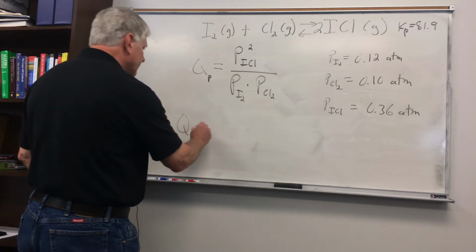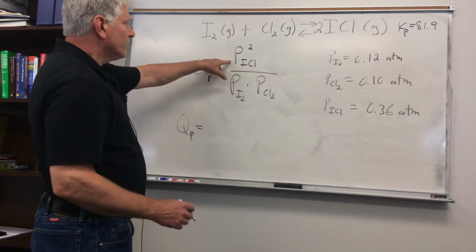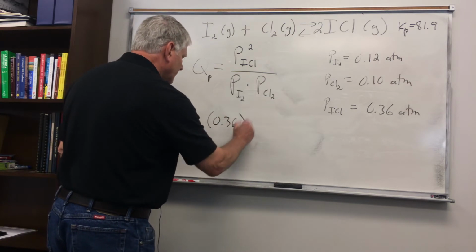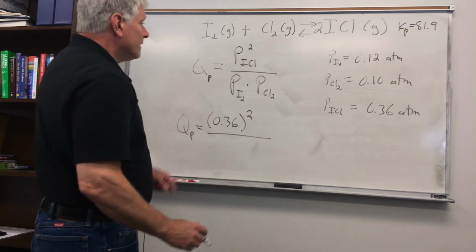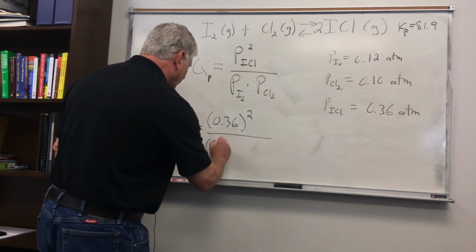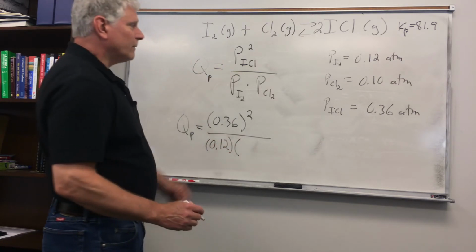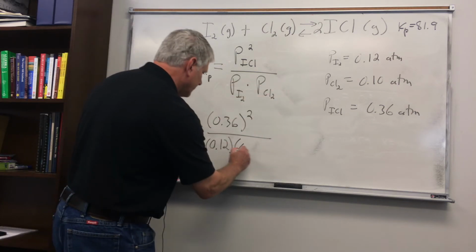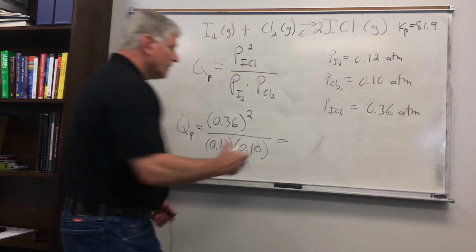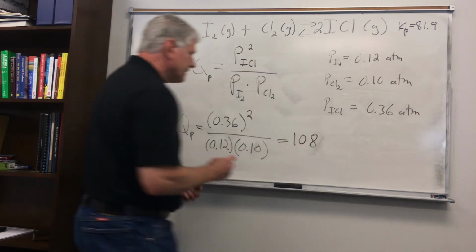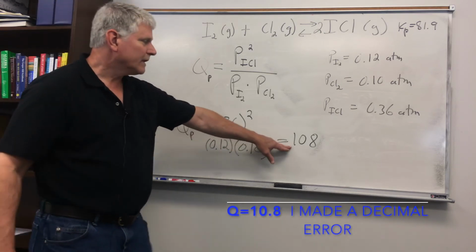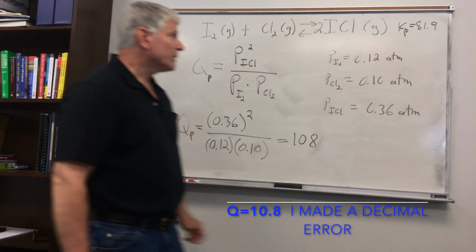So Qp is going to be equal to the pressure of ICl squared, 0.36 squared, divided by the pressure of iodine, which is 0.12, and the pressure of chlorine, 0.10. So this gives a value of 108 for the reaction quotient. So here we see the reaction quotient is greater than the equilibrium constant.